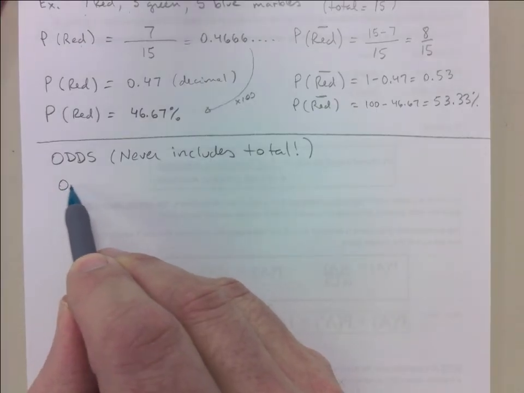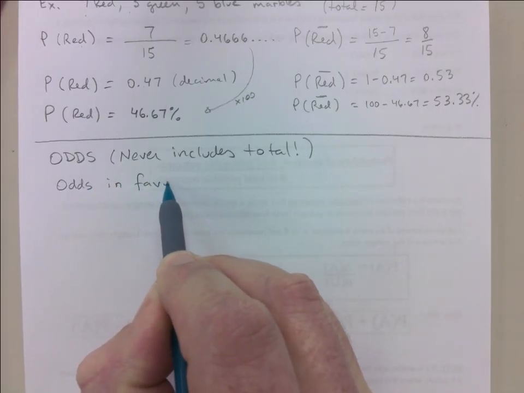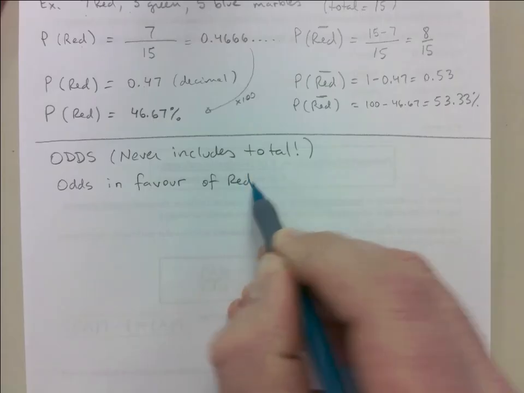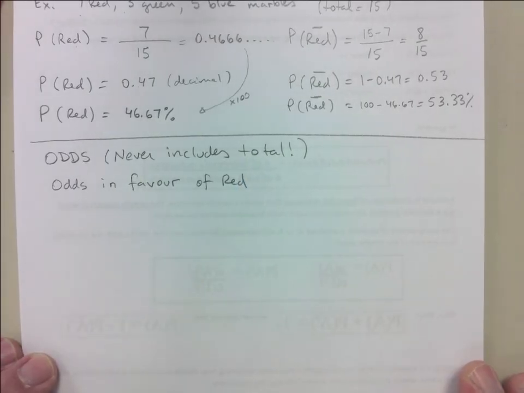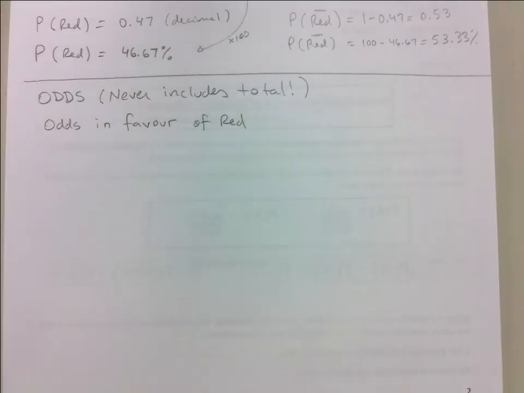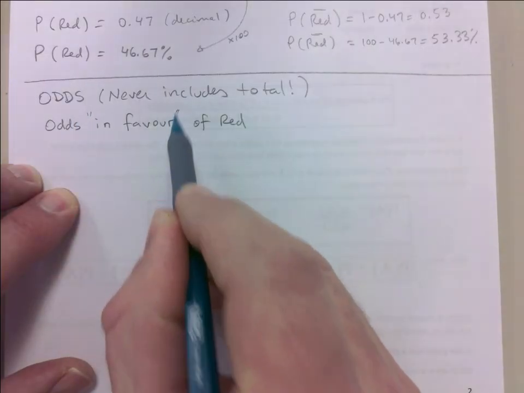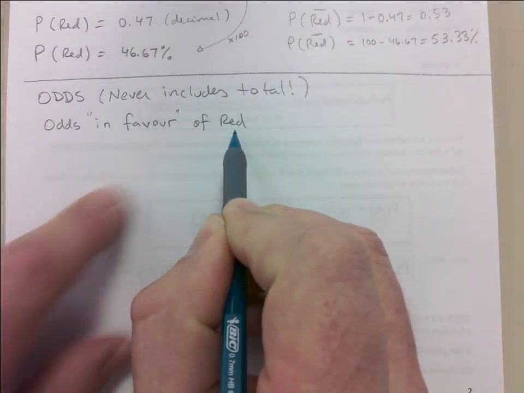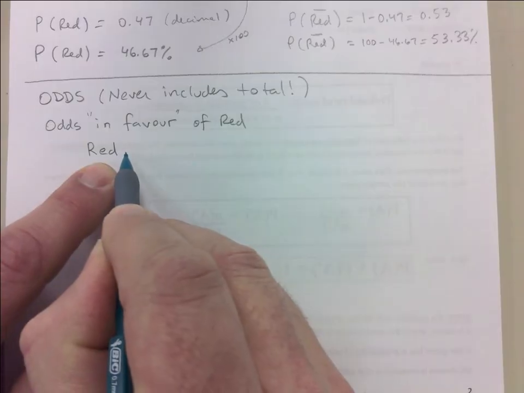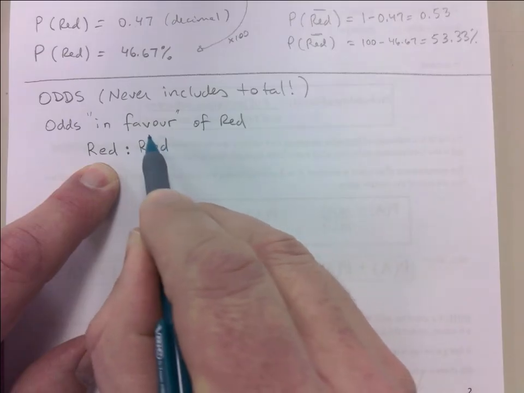So if it says odds in favor, if you have the words in favor, let's go with red. First, before we do numbers, I'll do words first. If you see in favor, and this is important, in favor of what? Of red, that means that we're going to compare the red events against all the events that are not red.